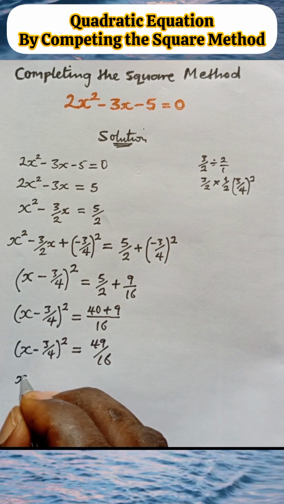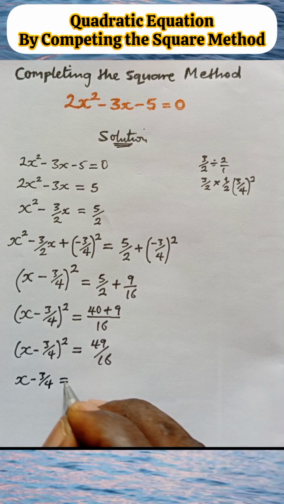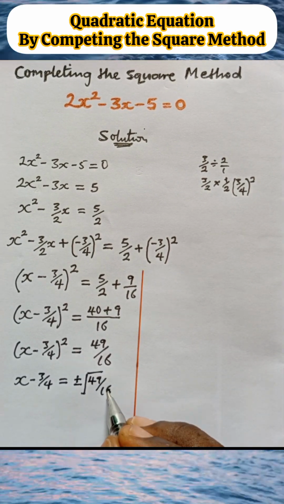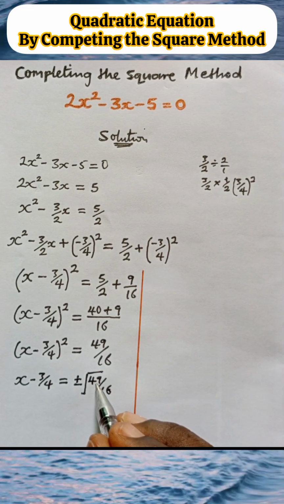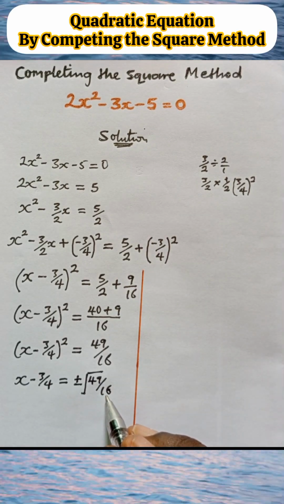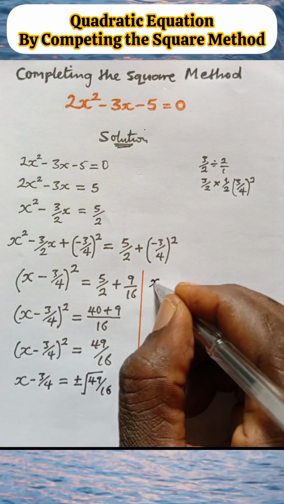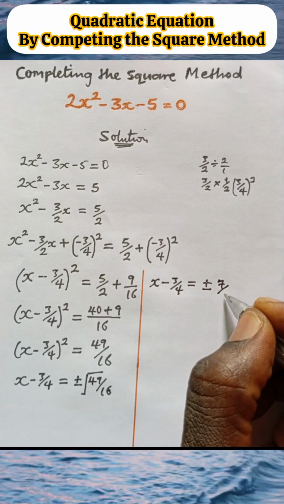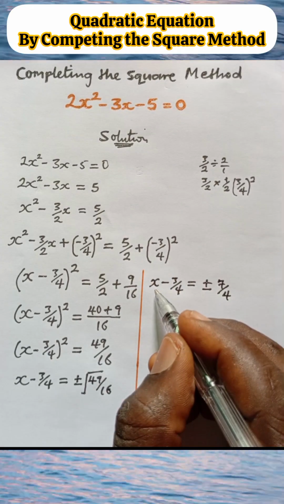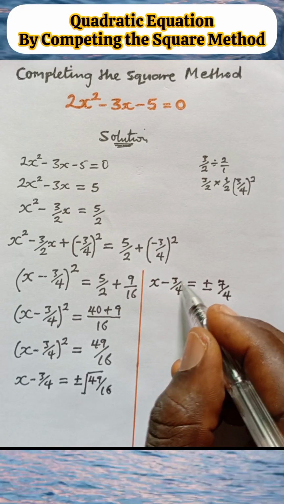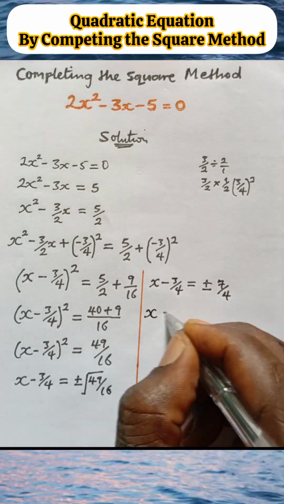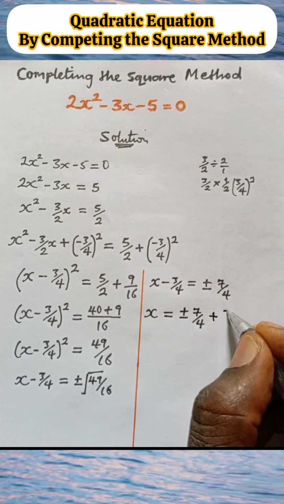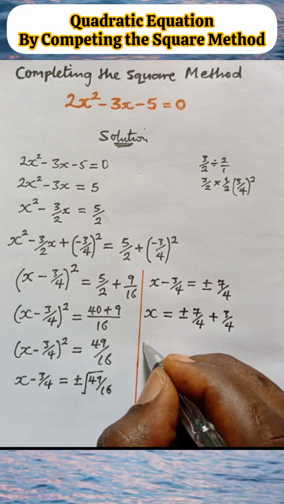So that we have it as x minus 3 over 4 equal to plus or minus the square root of 49 over 16. When you have a square root, you put plus or minus. The square root of 49 and the square root of 16, we have 7 and 4. So this is x minus 3 over 4 equal to plus or minus 7 over what? 4. At this point, we are looking for x. We are going to transfer negative 3 over 4 to the right hand side. So we have x equal to plus or minus 7 over 4 plus 3 over 4. Upon crossing, that sign changes to plus.